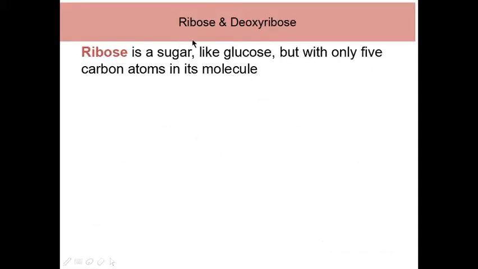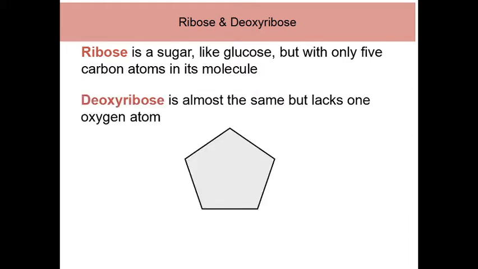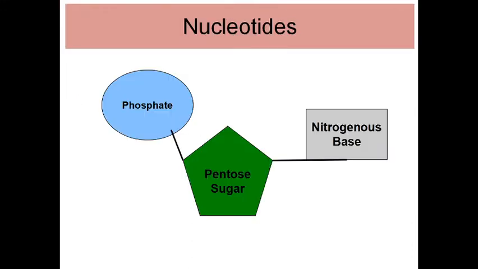Then the two sugars present in nucleic acids are ribose sugar and deoxyribose sugar. Ribose sugar is like glucose, but it has only 5 carbon atoms. Deoxyribose is the same, but it lacks one oxygen atom. Deoxyribose is present in DNA and ribose sugar is present in RNA. So this is the basic structure of a nucleotide. It has a sugar connected with a nitrogenous base. When a nitrogenous base is connected with a sugar and a phosphoric acid group, it is said to be a nucleotide.